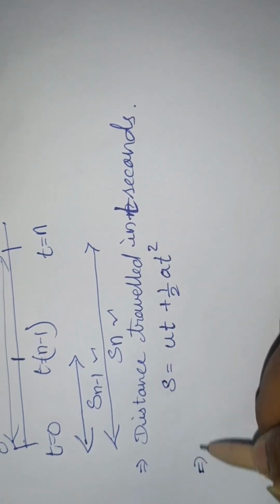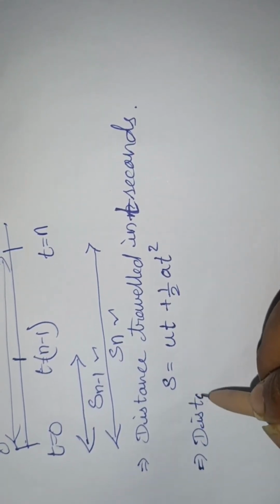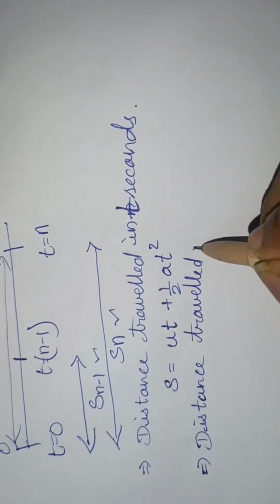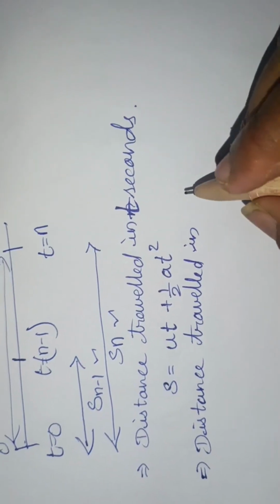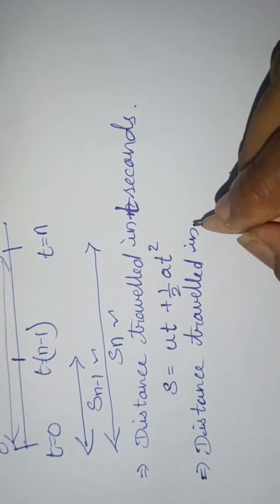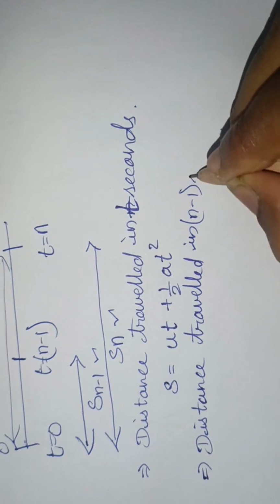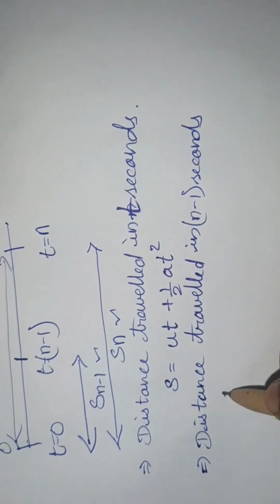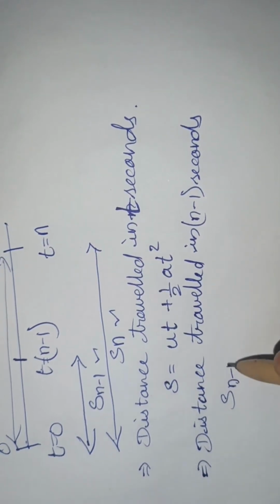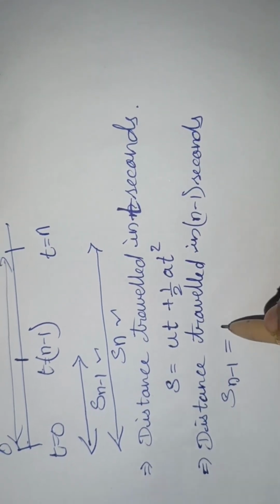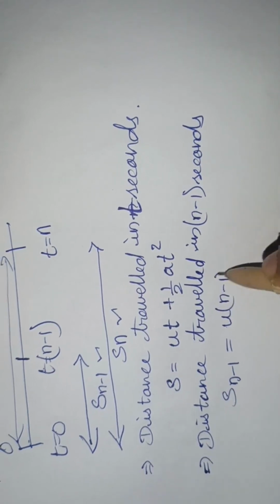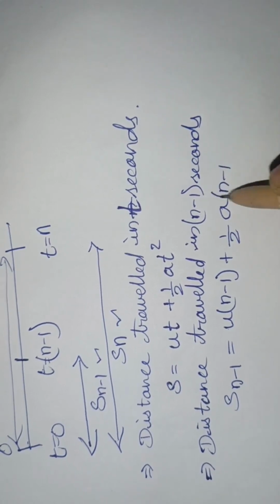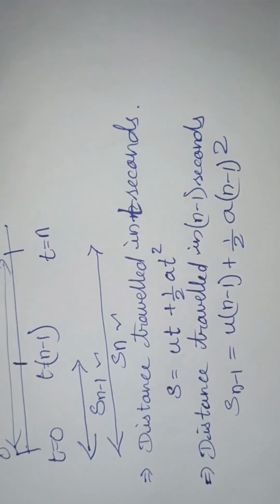Now the second one goes to the distance traveled in n minus 1 seconds. How would we name the equation? S of n minus 1 equals u times (n minus 1) plus half times a into (n minus 1) the whole square.